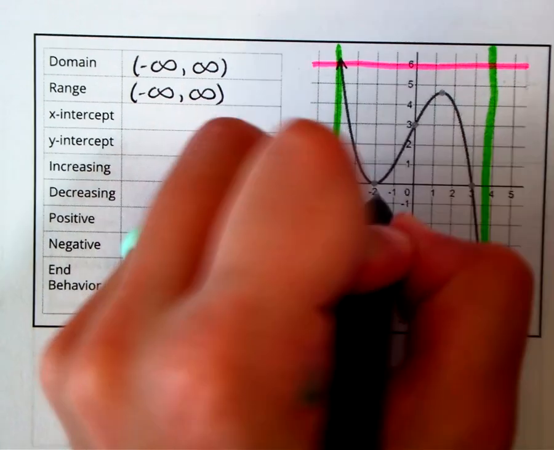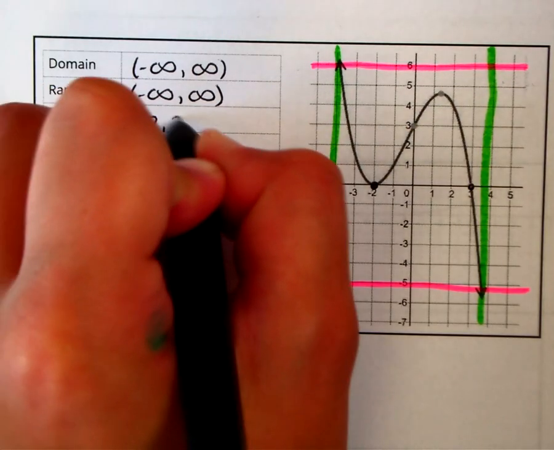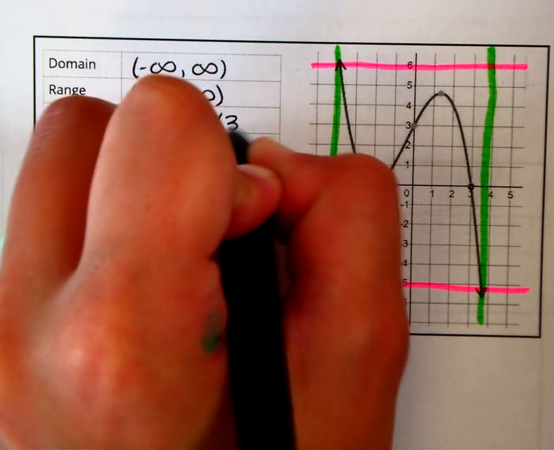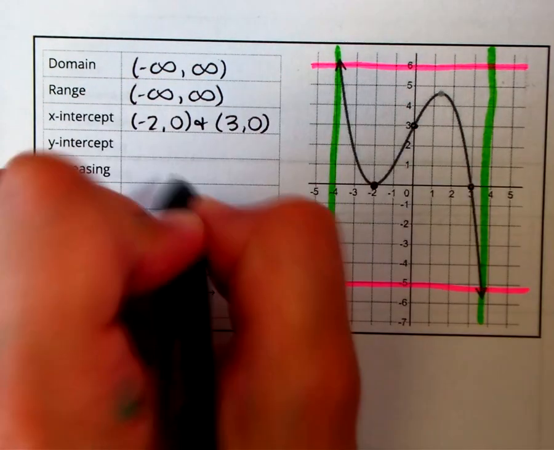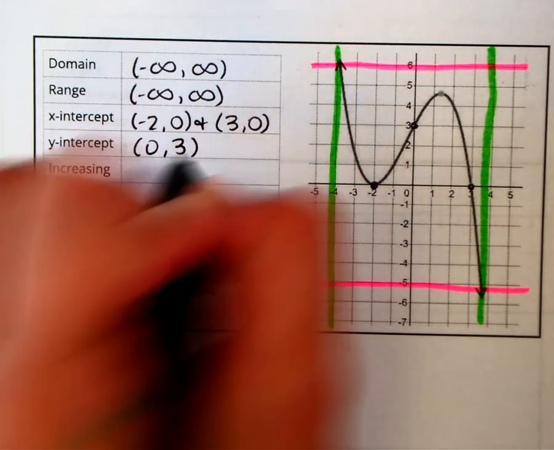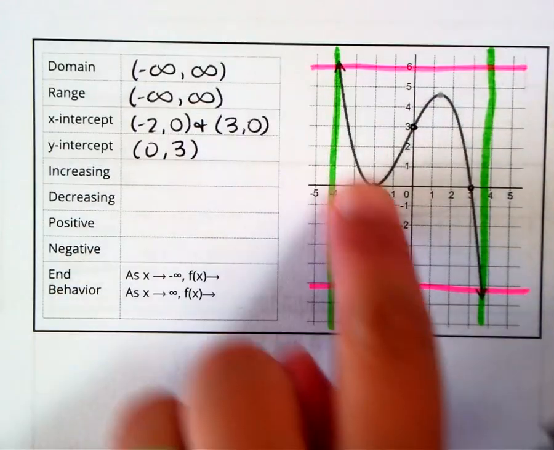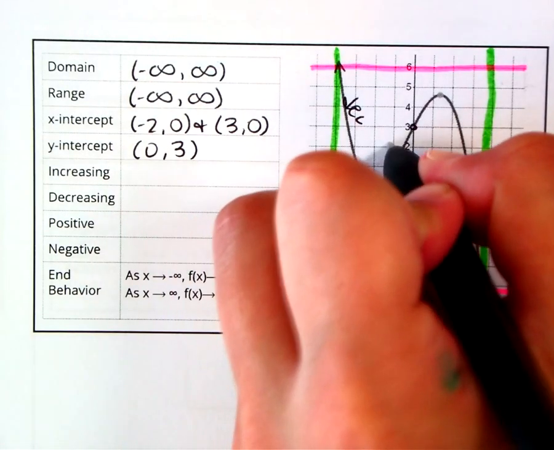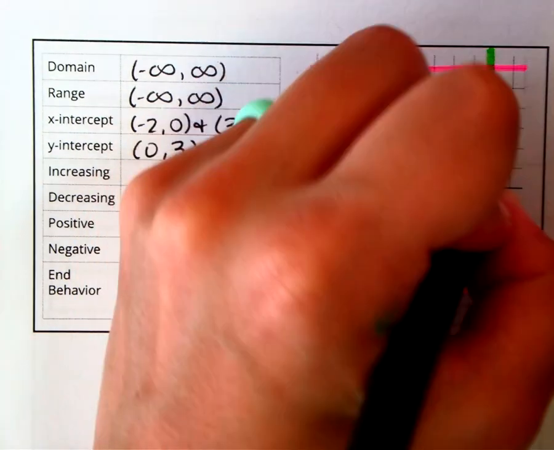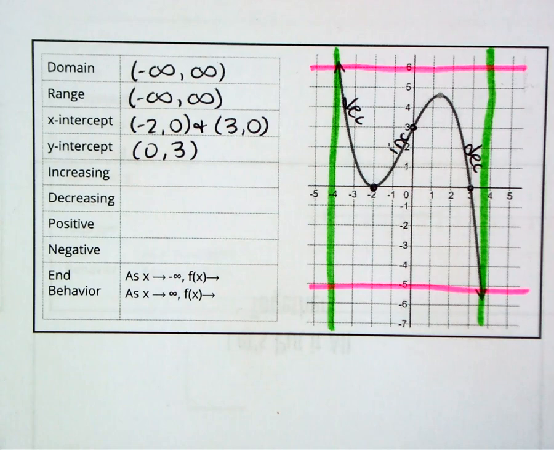My x-intercepts, -2 and 3. My y-intercept, I've got one of them at 3. My function, if I trace it from left to right, we start by decreasing or going downhill, then in the middle we increase, and then on the other side we decrease. So it's kind of a crazy roller coaster looking thing.